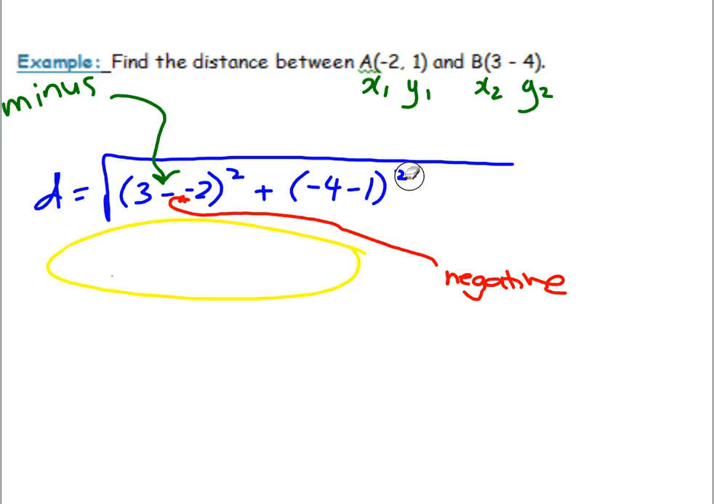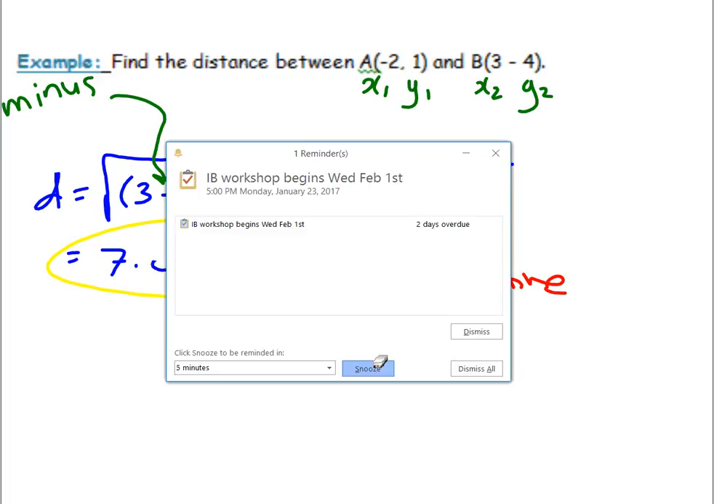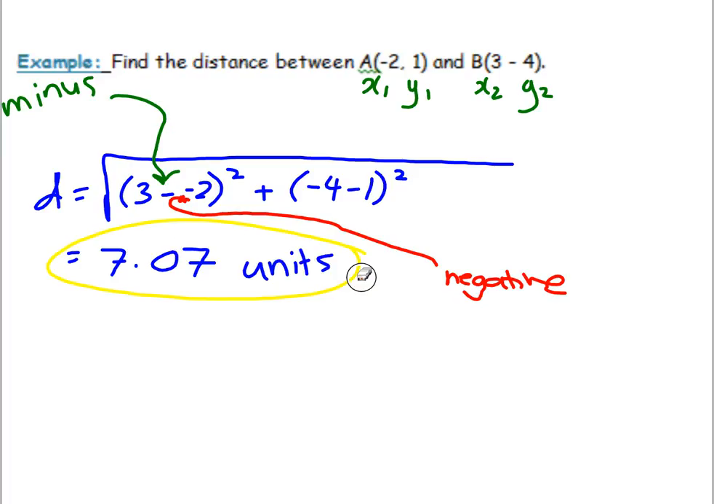Plug it into your calculator. I won't do a demo again because I think you've got the hang of it by now. Write it out unrounded first, which is what I didn't do, but I don't have much space. Well, I do really. So write it out unrounded first and then round to 3 sig figs. So 7.07 units, it should be rounded to 3 sig figs.